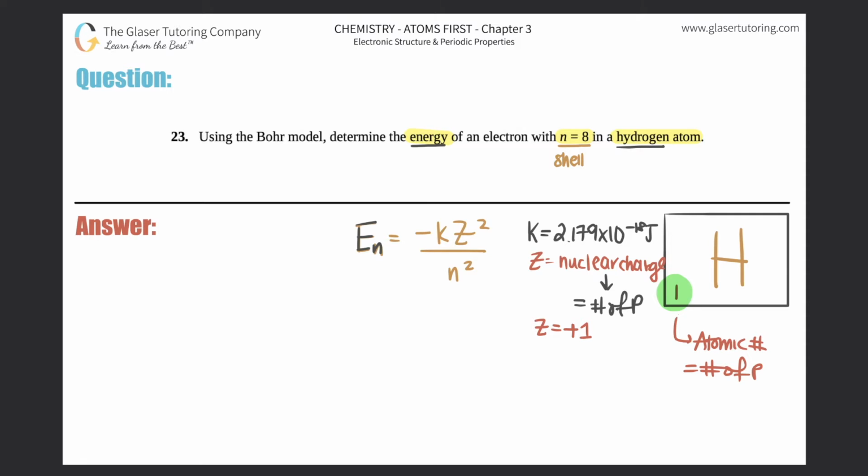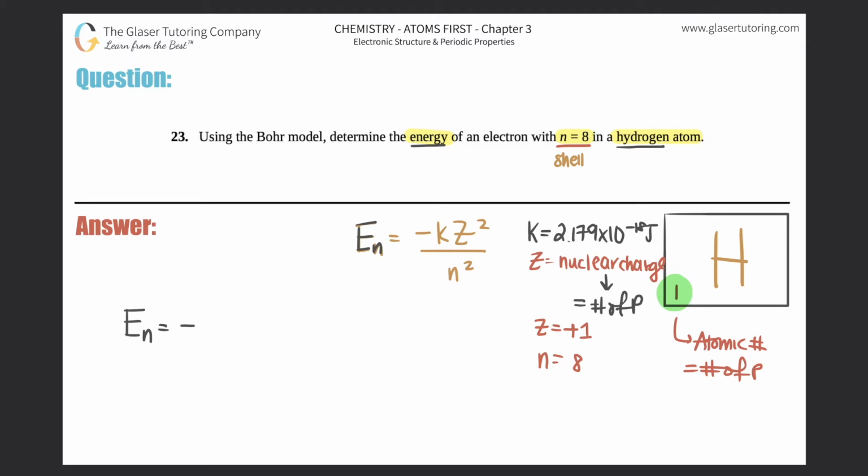Now, the next thing we need to figure out is the n number. Well, they said it clear as day right here, right? They told us that n equals 8. We're not jumping, so that electron is just sitting nice in the 8th shell away from the nucleus. So now all we got to do is just plug everything in, and that's what I will do.